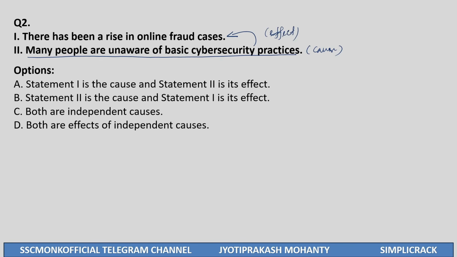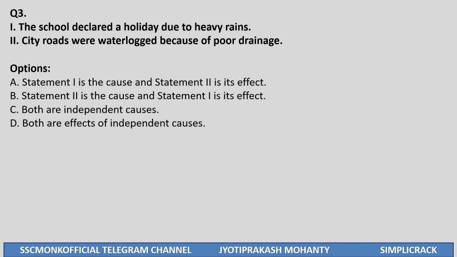Now, if I say online frauds are happening and because of that people are unaware, is it making any sense? That means if this is the cause, this cannot be the effect. That is why option B is the right answer. That is, statement 2 is my cause and statement 1 is my effect. Clear? Next.